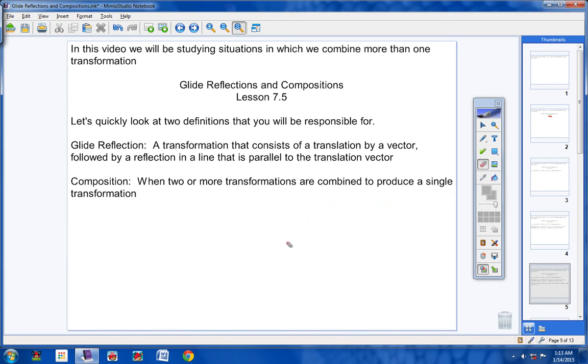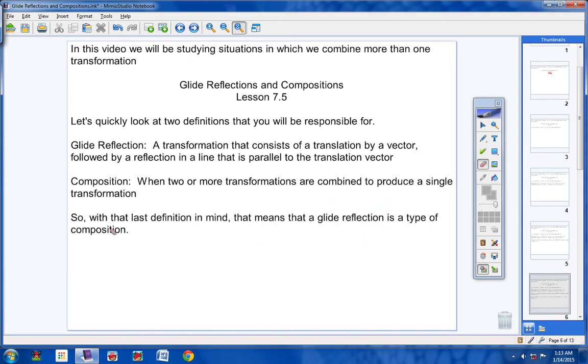In fact, if you think about it, guys, look at this. With that last definition in mind, that means that a glide reflection is a type of what? Composition, because a composition is when you have two or more transformations. Now look at a glide reflection. Do you not have two transformations? Sure you do. What's the first one? A translation. What's the second one? A reflection. So a glide reflection is a type of composition. Okay? Alright, now moving on.